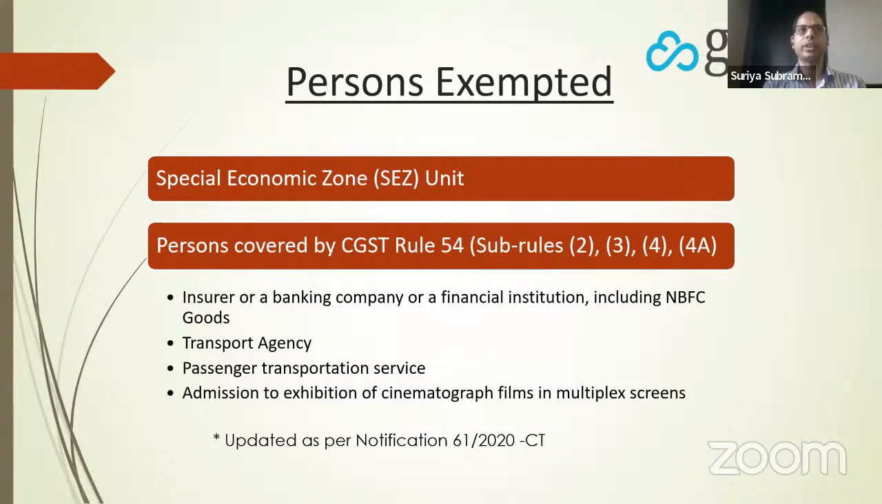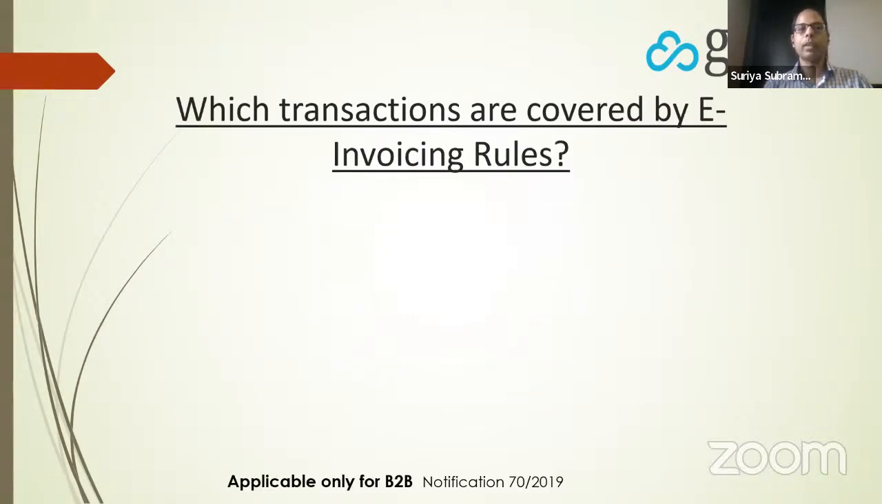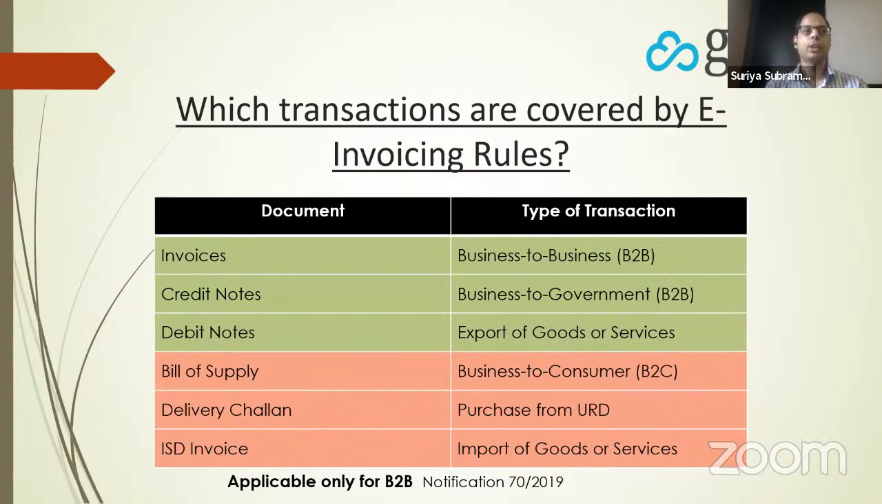Primarily financial institutions or transport companies, and those in the business of passenger transportation service, and also admission to the exhibition of cinematographic films in multiplex screens. So only for these types of transactions and only for people in these businesses, e-invoicing provisions are not applicable. Otherwise, for everybody else, e-invoicing is applicable. So this is a very important slide. I urge you to pay attention.